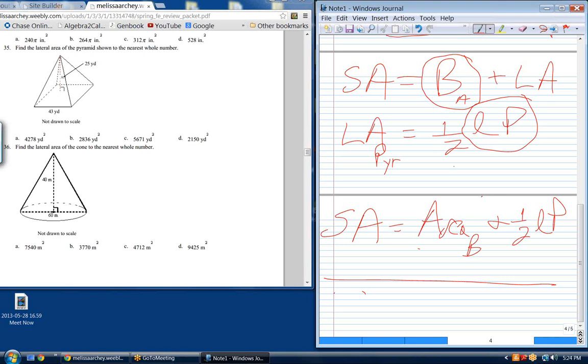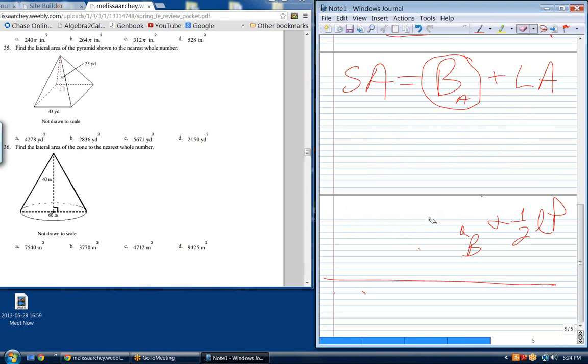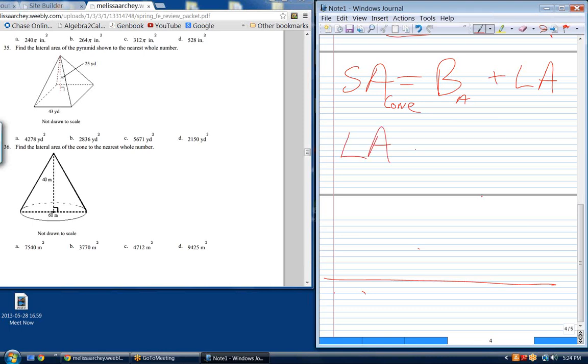Okay, now we get to the surface area of a cone, which is similar. It's the area of the base plus the lateral area. So it starts off the same. It's just that the lateral area is different. What's the lateral area on the cone? Isn't the surface area of a cone pi r squared plus pi rl? Yes, the lateral area is pi rl, and the area of the base is pi r squared.